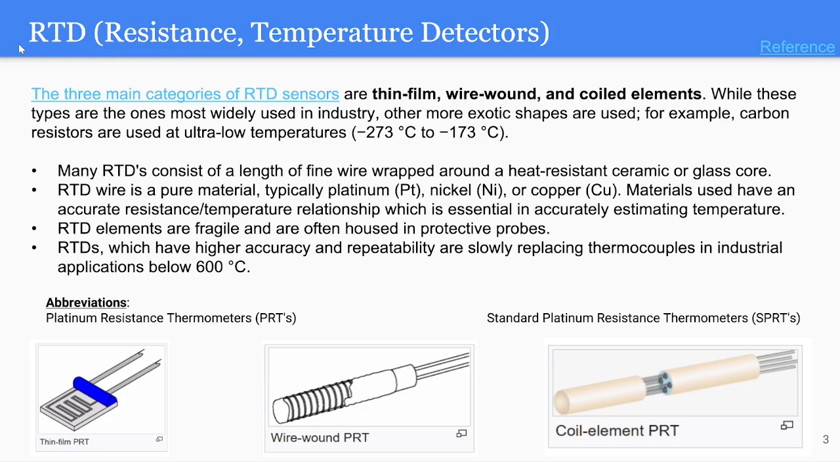So as I mentioned before, RTD stands for resistance temperature detectors. The three main categories of RTD sensors are thin film, as you can see, this is thin film, wire wound, this is wire wound, and coiled elements. So there are three types of RTD sensors. While these types are the ones most widely used in industry, other more exotic shapes are used. For example, carbon resistors are used at ultra low temperatures, minus 273 degrees Celsius to minus 173 degrees Celsius.